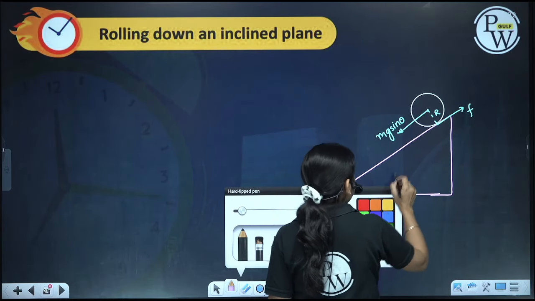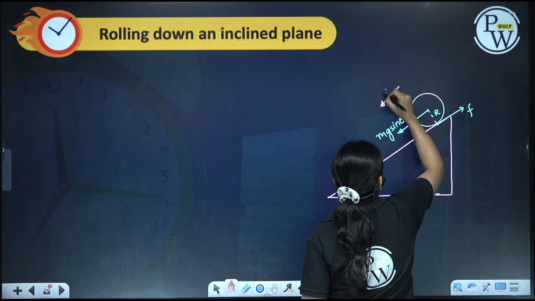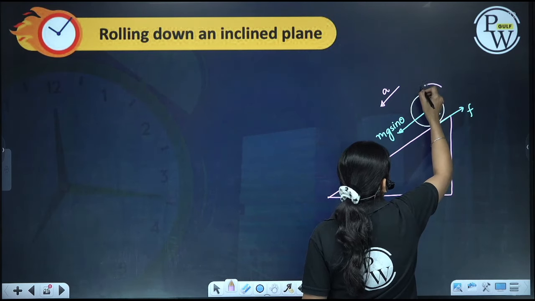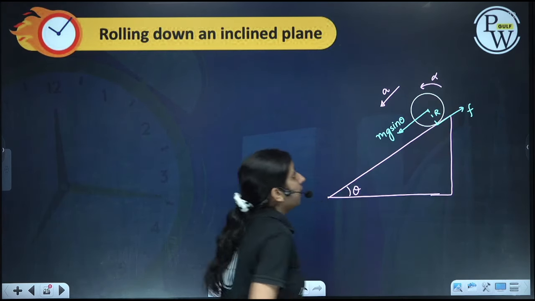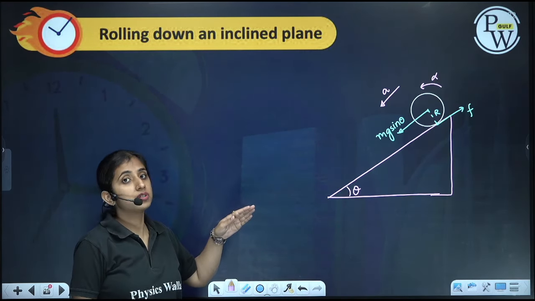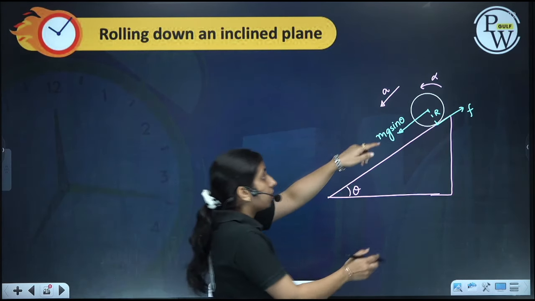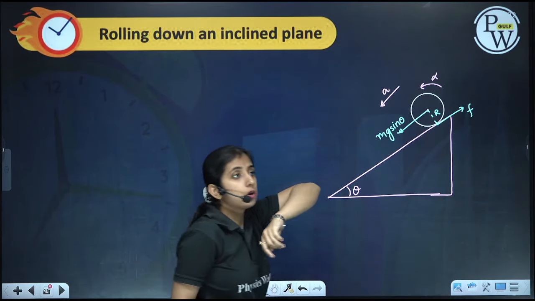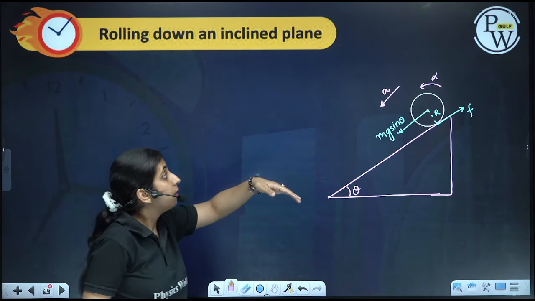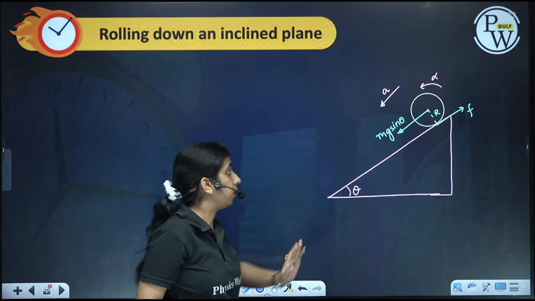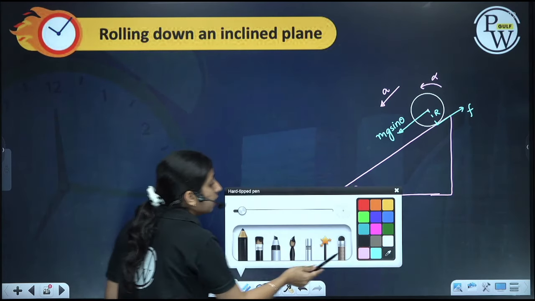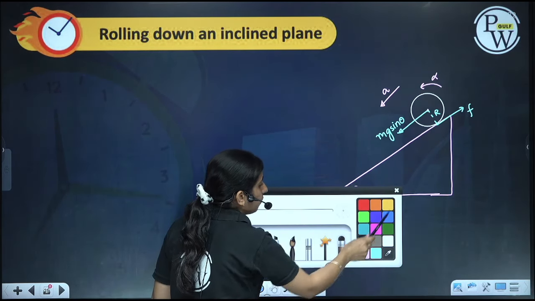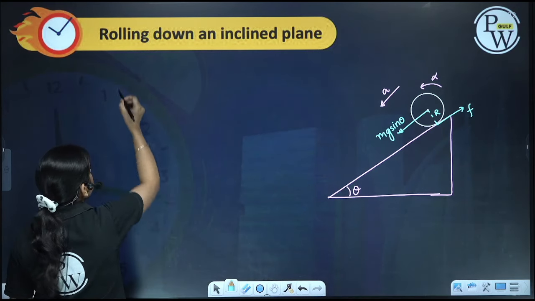If this body is moving down the incline with acceleration a, and due to friction, see, mg sine theta is passing through the center, it will not provide any torque. But if you see about this point, friction will provide a torque, so it is accelerating with angular acceleration alpha. Then let us write the equations of the motion.